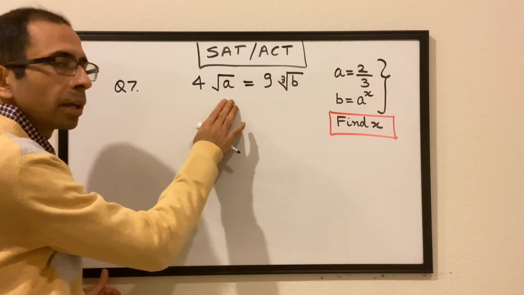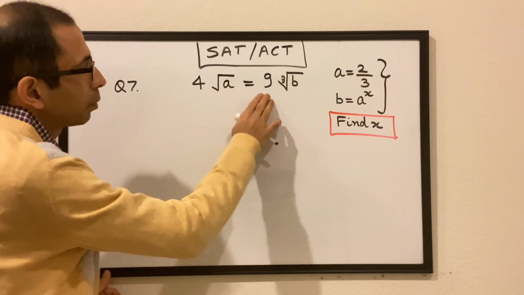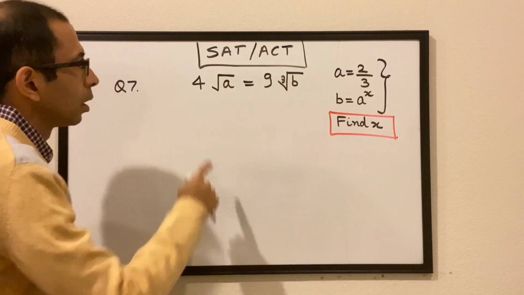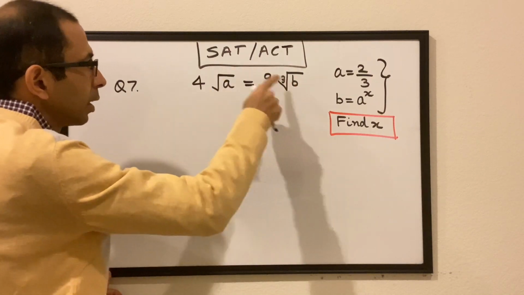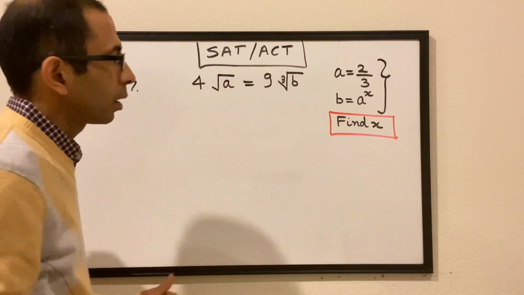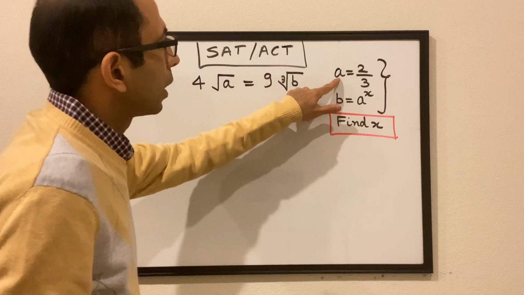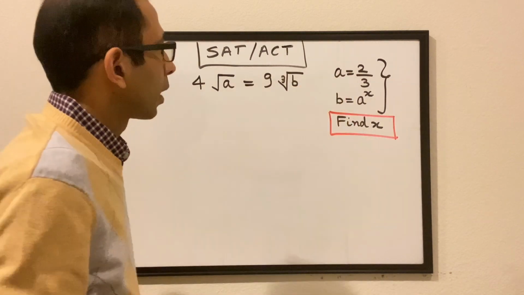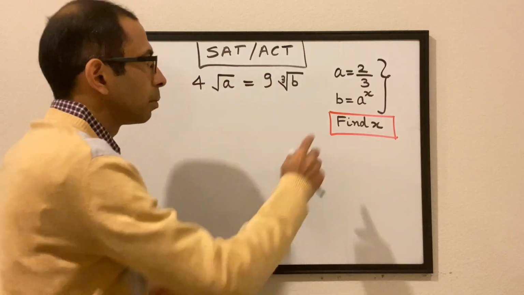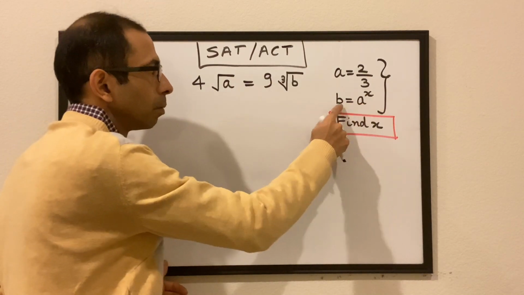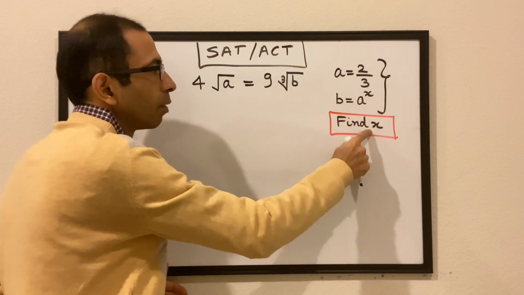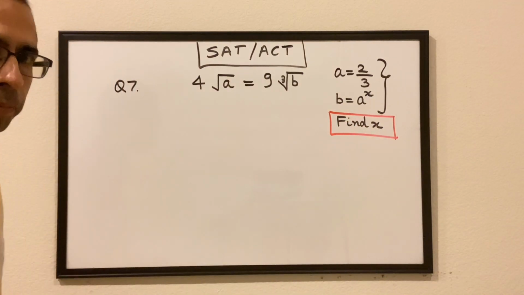4 times root a is equal to 9 times cube root of b. This is cube root of b, right? So this is the relation between a and b, okay? And they've given us that a is equal to 2 over 3, right? And in such a situation, when we write b in terms of a, as b is equal to a to the power of x, we have to find the value of x, okay?